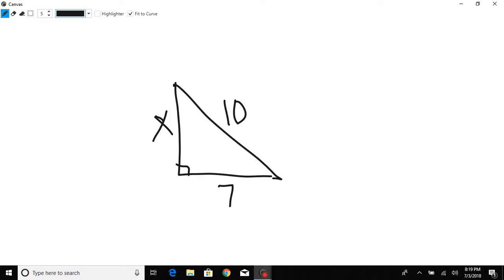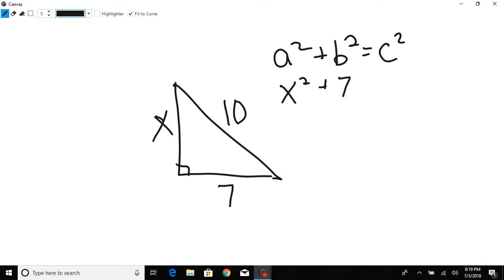We won't worry about what units they are. Well, here I want to find what X is. And X is not the hypotenuse here. It's one of the legs I want to find. So we know that A squared plus B squared is equal to C squared. Let's say we'll call X the A. So we got X squared plus 7 squared is equal to 10 squared. Simplifying, we get X squared plus 49 is equal to 100.